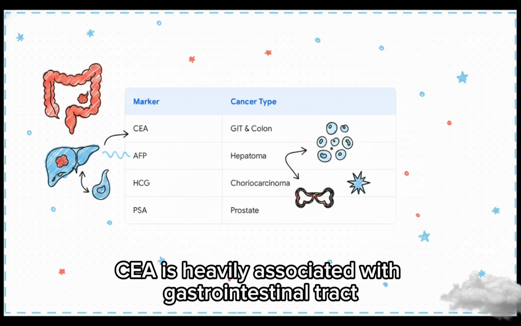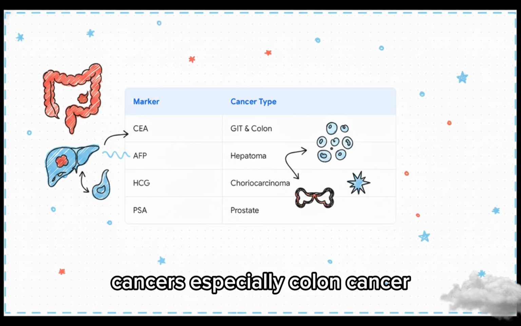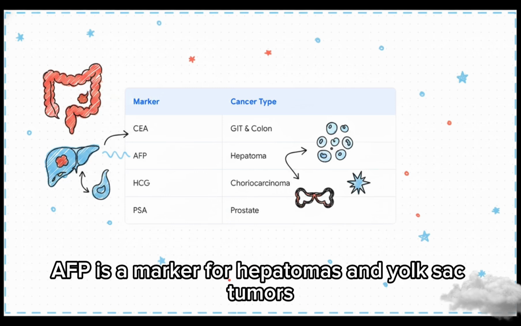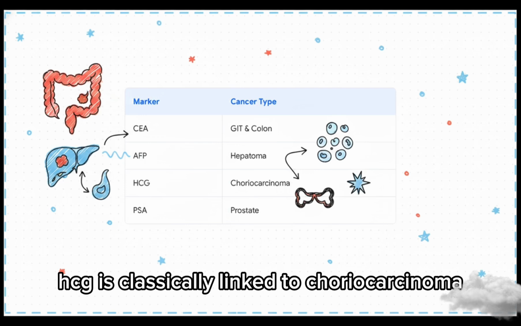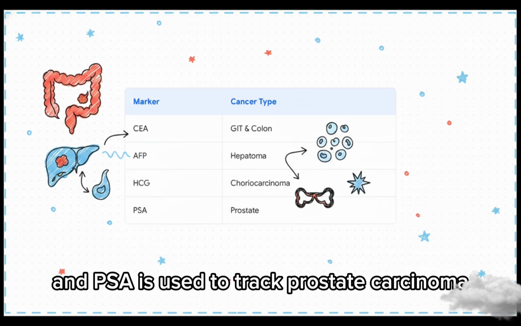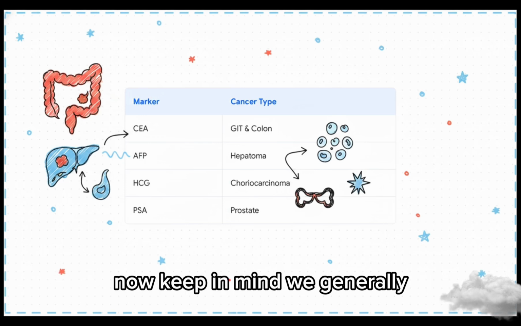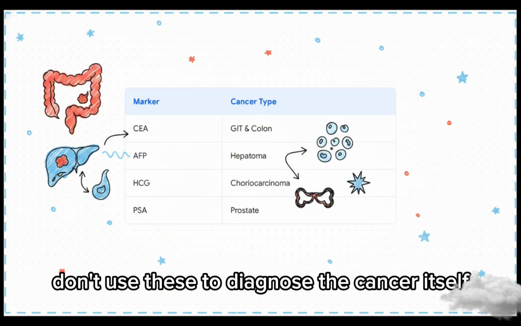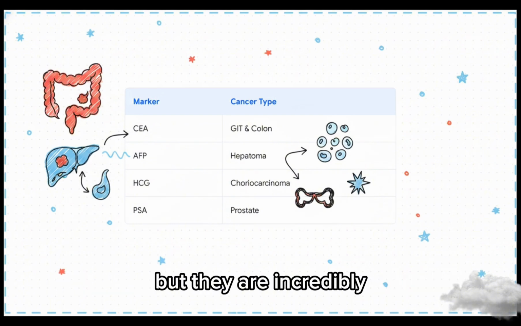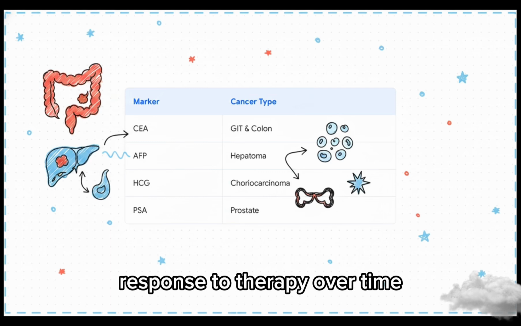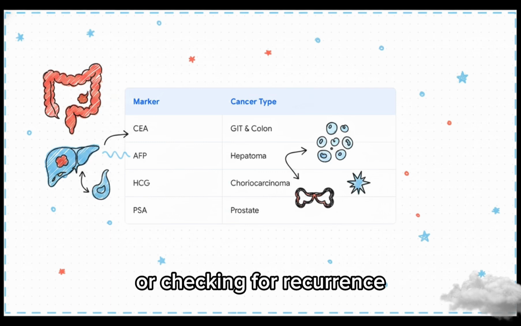CEA is heavily associated with gastrointestinal tract cancers, especially colon cancer. AFP is a marker for hepatomas and yolk sac tumors. HCG is classically linked to choriocarcinoma, and PSA is used to track prostate carcinoma. Now keep in mind, we generally don't use these to diagnose the cancer itself, but they are incredibly vital for monitoring a patient's response to therapy over time or checking for recurrence.